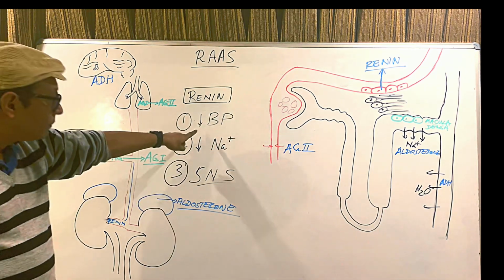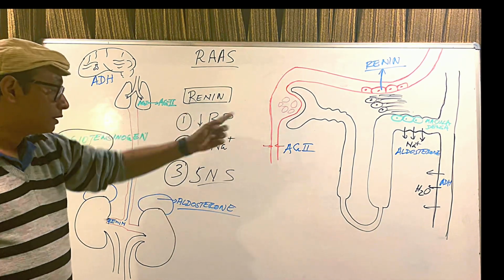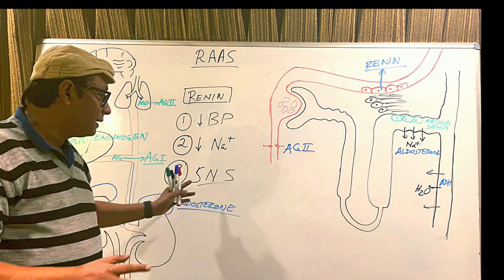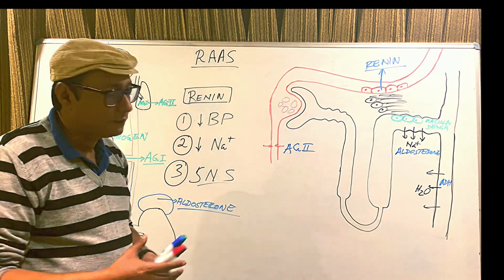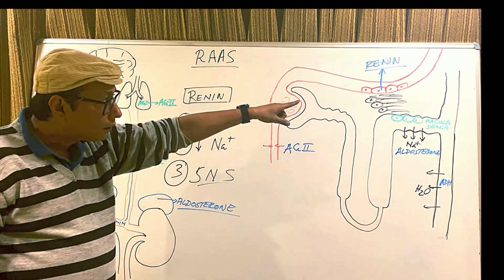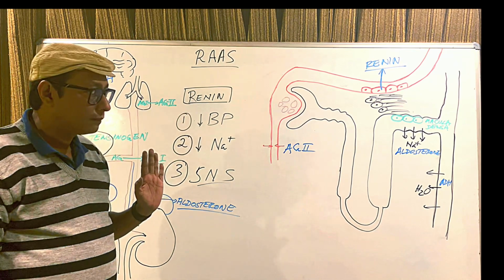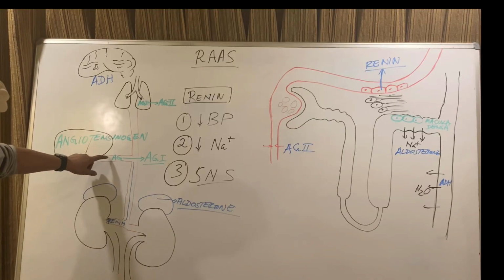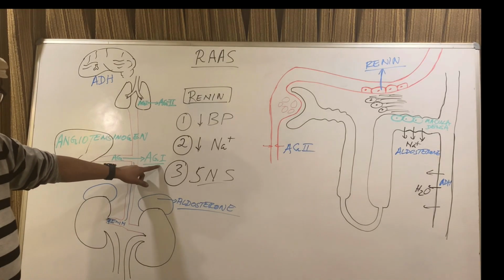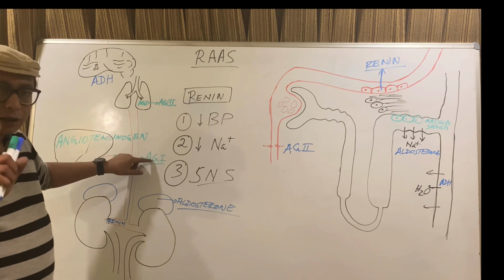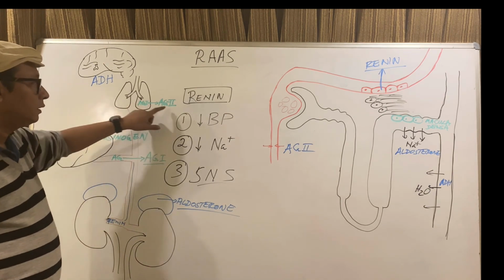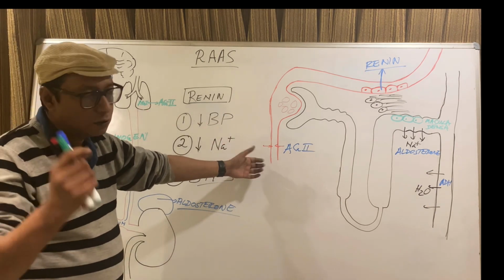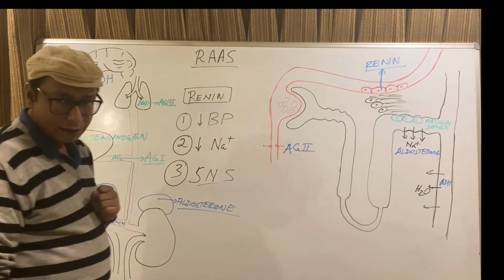Whenever there is a drop in blood pressure, a drop in the sodium ion concentration, or increased sympathetic nervous system activity, then also renin is liberated. And what does renin do and how? It will first convert angiotensinogen to angiotensin 1, and angiotensin 1 is not that potent, so angiotensin 1 is converted to angiotensin 2, and angiotensin 2 will have a vasoconstrictive effect on the blood vessels.